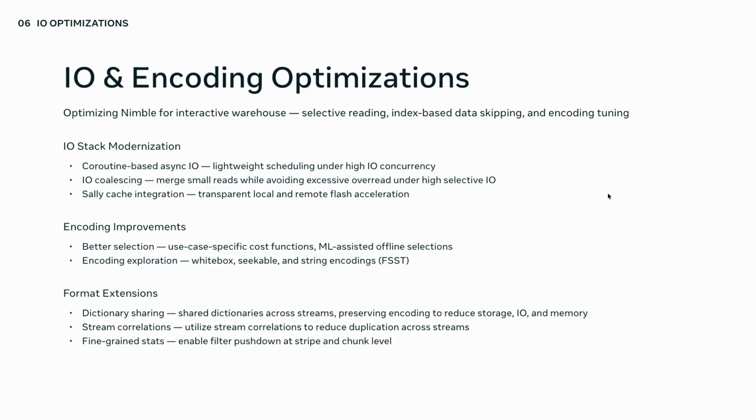The second area is encoding improvements. First, we are seeking better encoding selection. One is to allow users to specify a custom cost function based on data patterns. The other is ML-assisted offline encoding selection for training data.